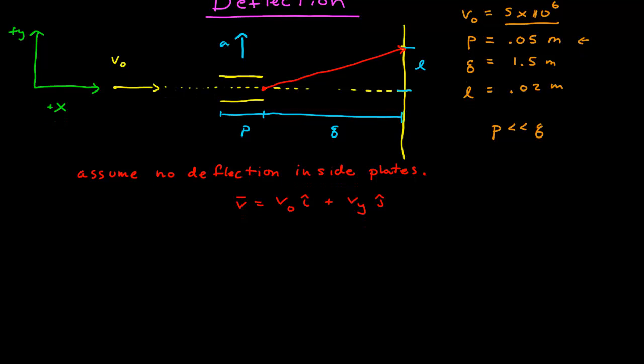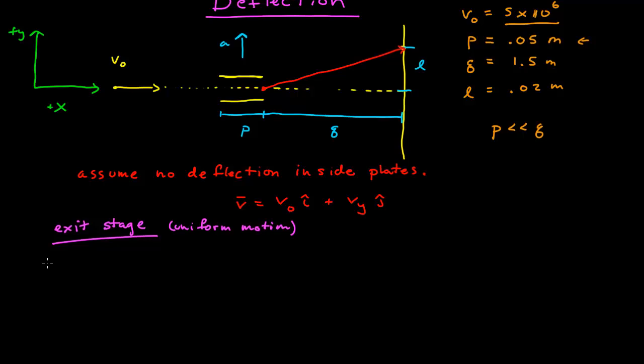We're going to look at this in stages, and let's look at the exit stage first. This is after it has come out of the plates. Why would I look at the exit stage first? Well, this is uniform motion. I'm ignoring gravity, so this should be particularly simple. There's no acceleration in either dimension once it leaves the plates.